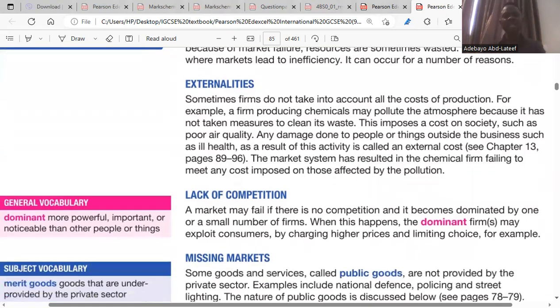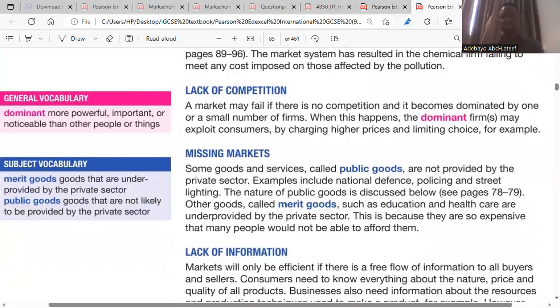The second one is lack of competition. Now, we talk about lack of competition. We're talking about the dominance of one particular firm in that industry. A firm is dominating the industry. Just assume we have just your school in the whole of Libya. So that means your school is dominating. It's a market failure. Why?